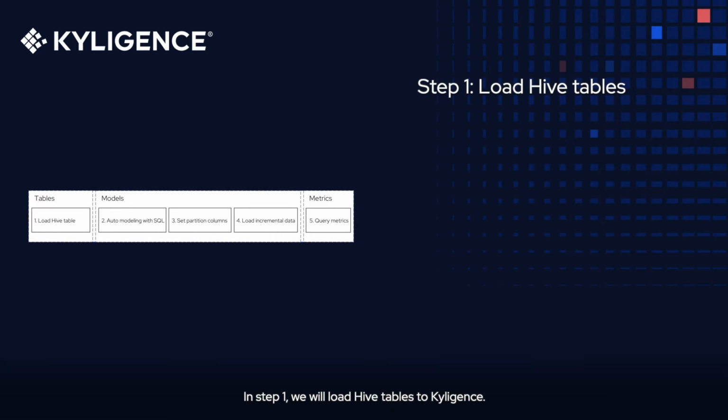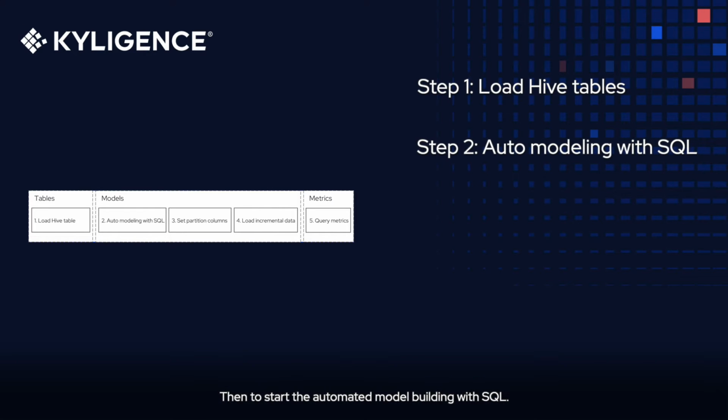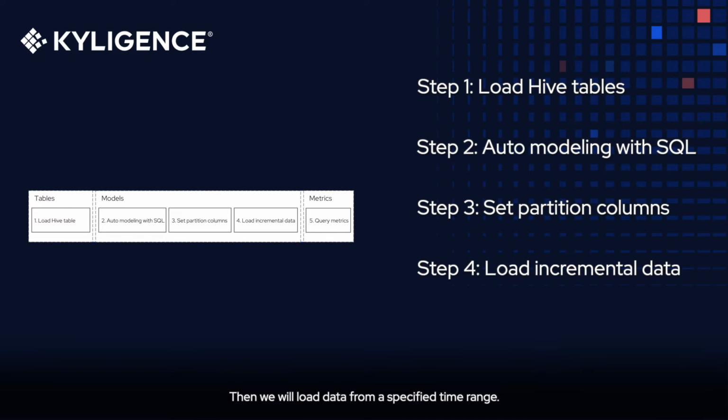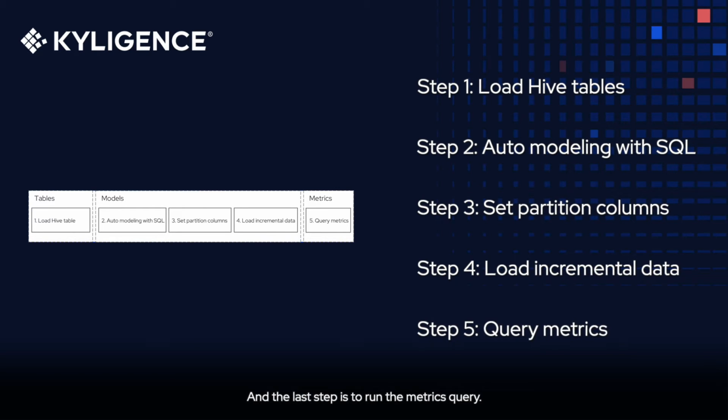In step 1, we will load Hive tables to Kyligence. Then to start the automated model building with SQL. The next step is to set partition columns to enable incremental data loading. Then we will load data from a specified time range. And the last step is to run the metrics query.